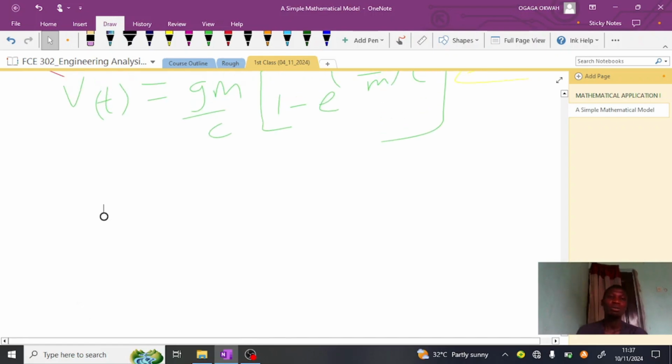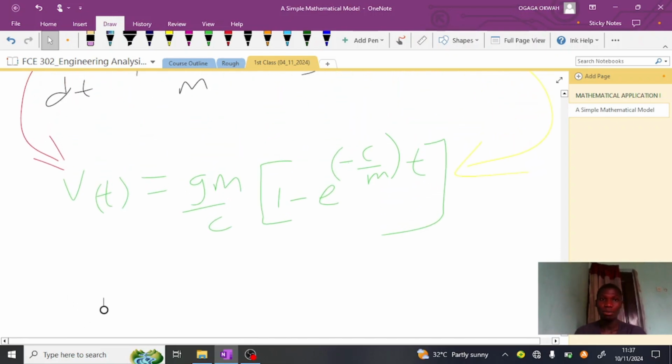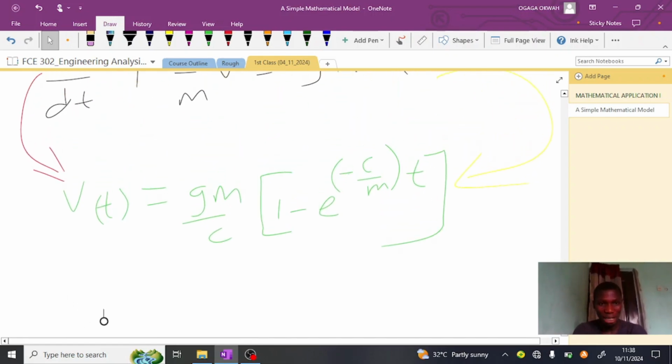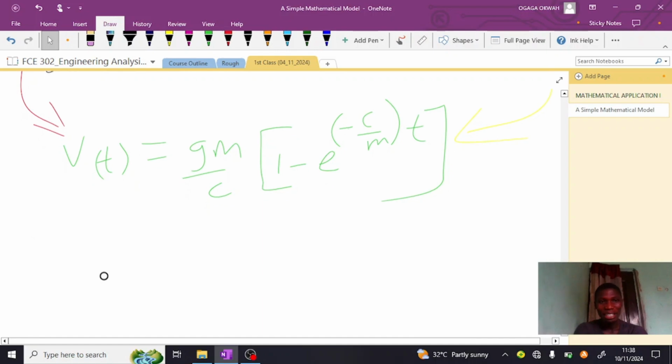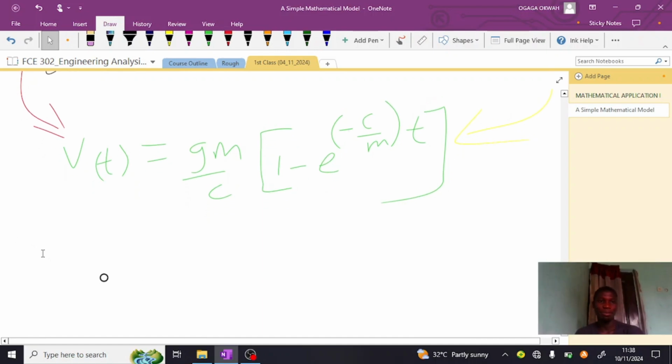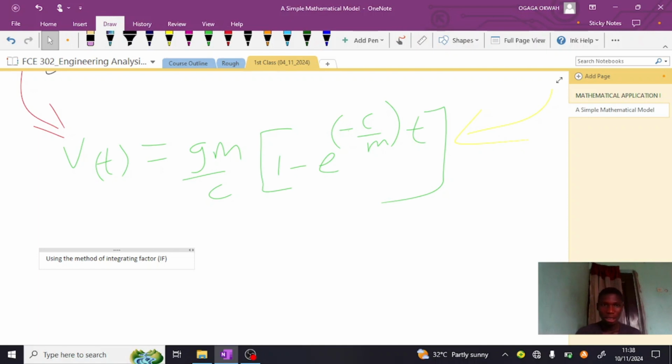Okay, so like we said in the previous video, to do that we make use of the method of integrating factor, which is IF. Now, this is how we go about that.